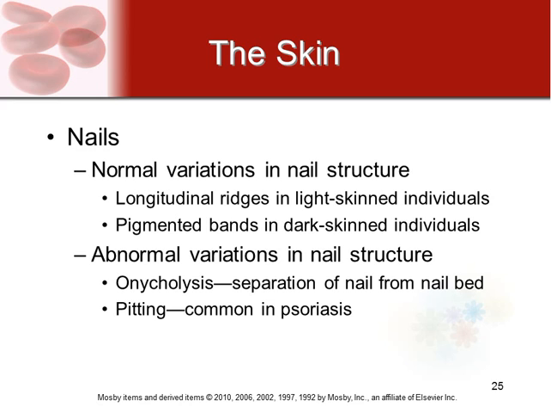So you can have some normal variations in nail structure. You can have the longitudinal ridges, which are very common in lighter skinned individuals, or you can have pigmented bands if you're darker skinned. It's kind of the same normal variation. It's just because dark skinned people have more pigment in their skin, so their nails kind of pick up some of that pigment. Whereas if you have very fair skin, you're just more likely to get ridges, but they're not pigmented. Then you can also have some abnormal variations in your nail structure. So onycholysis is one of those abnormal variations, and that's the separation of the nail from the actual nail bed. Or you can also have pitting of the nails, which is very common with psoriasis.